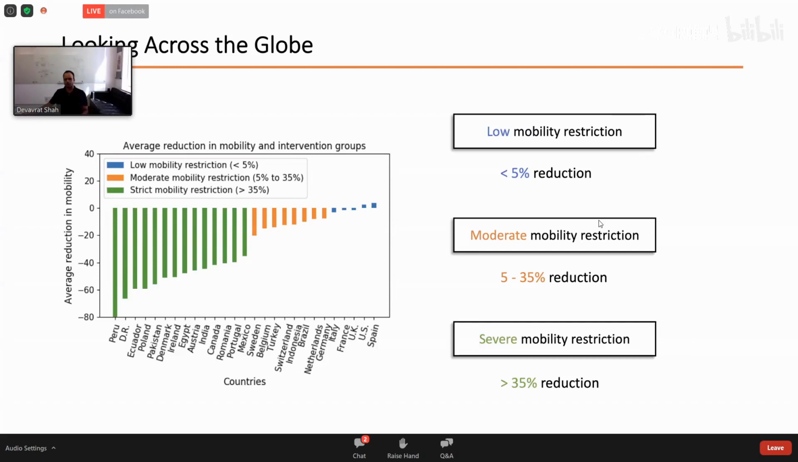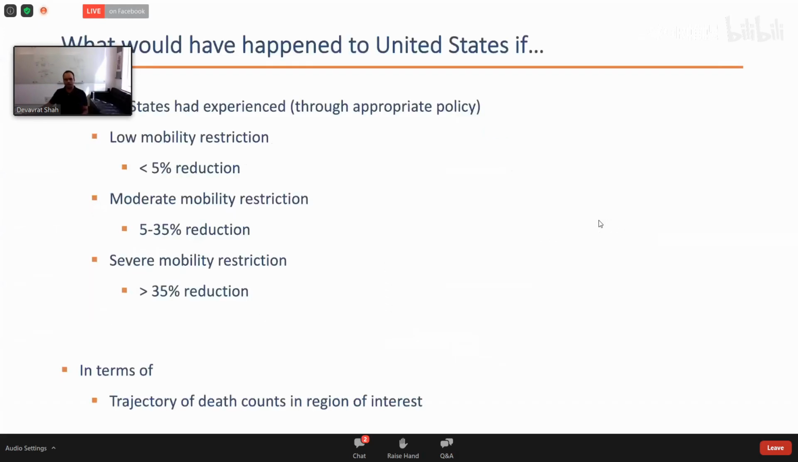The question that one would like to ask is, what would have been the health outcome for the United States if any of these 3 different mobility restrictions were induced, of course, through different policies? In reality, as we saw, it's less than 5%, but what would have happened if it was 5 to 35% or severe mobility reduction? This is exactly the type of question that we want to answer while sitting on day 0, that is the day on which the 80th death has happened, and we want to understand what would happen. Can we do these counterfactuals?